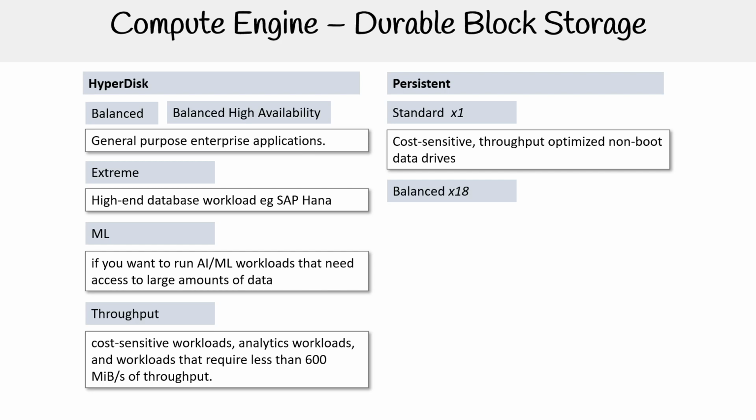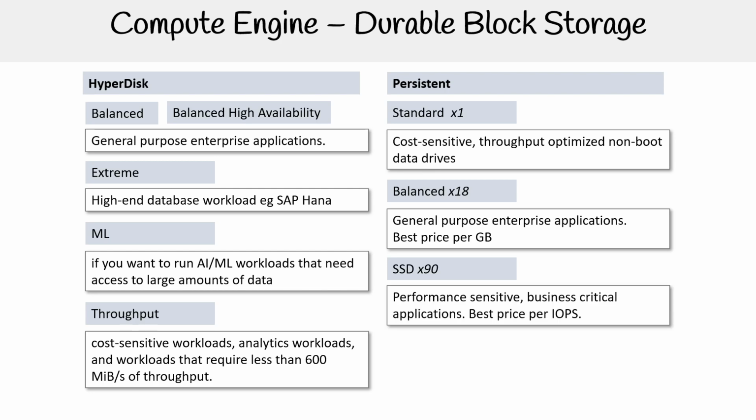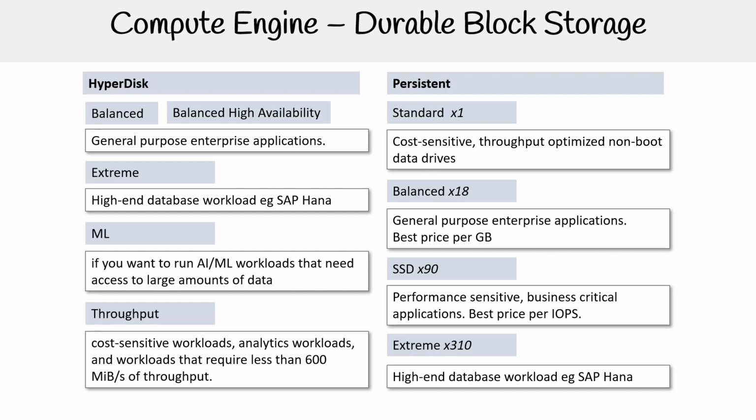Now we go to Balanced, it's 18 times more proficient. These are great for general purpose enterprise apps, best price per gigabyte. Then you have SSD, which I would consider times 90. So these are performance sensitive, business critical apps, best price for IOPS. And you have Extreme. These are high-end database workloads such as SAP HANA.